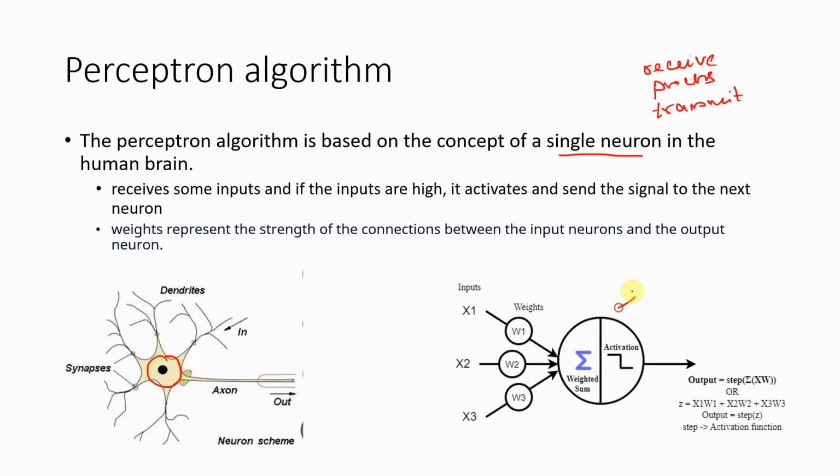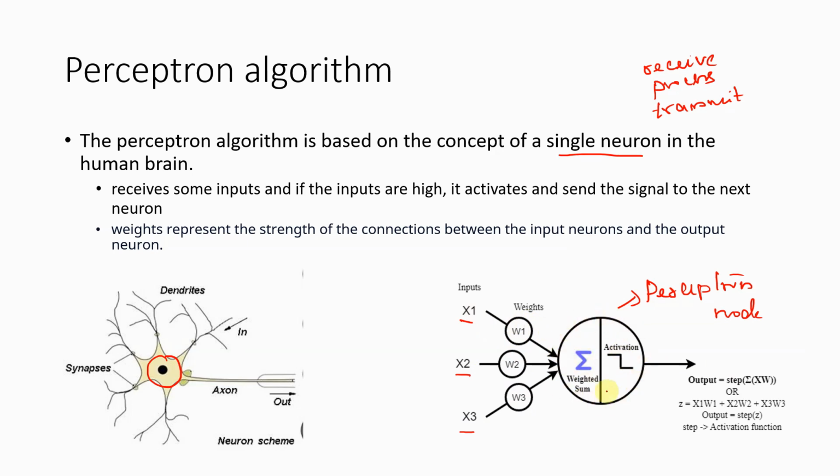And this is the structure of the perceptron, or a node in the neural network. Here each node will receive signals as input. If the input is high, the neuron gets activated, and based on that the output will be generated and transmitted to the next neuron. X1, X2 represent the inputs and W1, W2, W3 represent the corresponding weight connections between the input neurons and the output neurons. The weight represents the strength between the input and the output neurons.